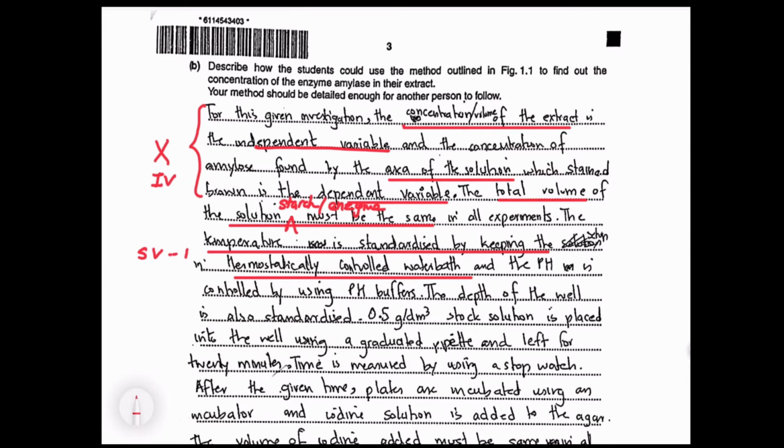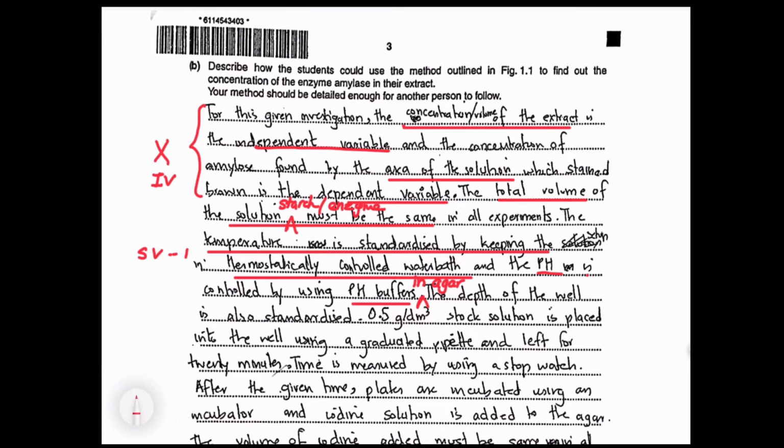And the next thing is, pH needs to be maintained by using pH buffer. Actually, it's not wrong, but in this question, since it's carried out in the agar plate, the mark scheme actually requires the student to mention where you place this pH buffer. It should be in the agar. As the enzyme will be diffusing across the agar, it's important to make sure that the buffer is included into the agar with the starch solution.